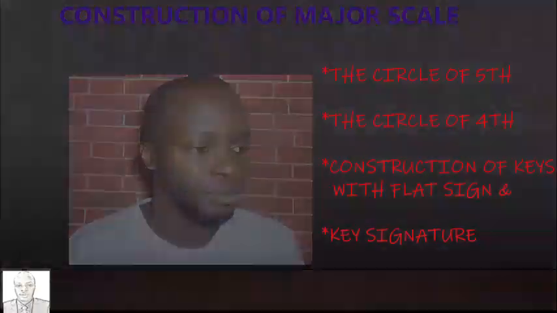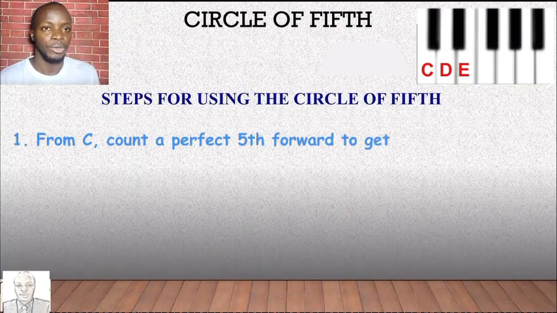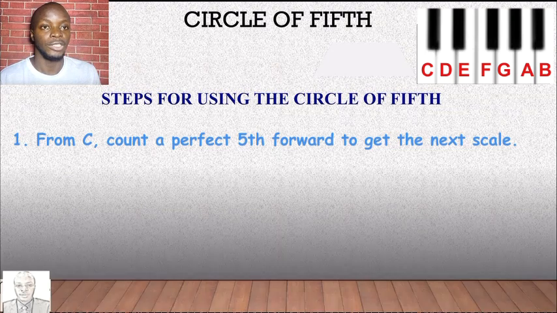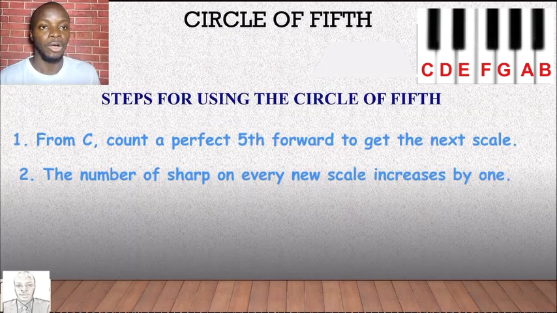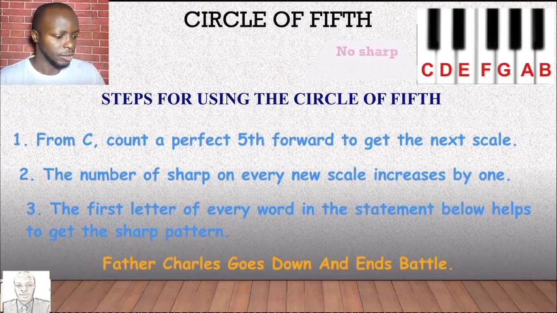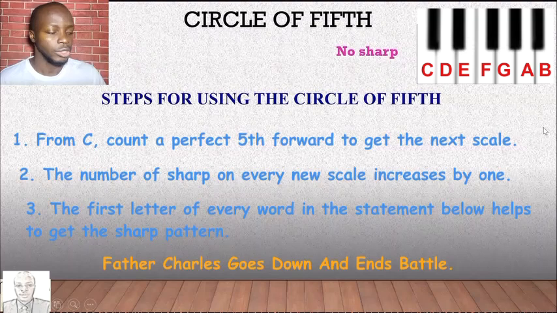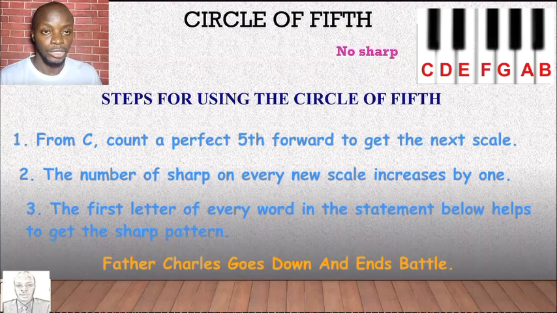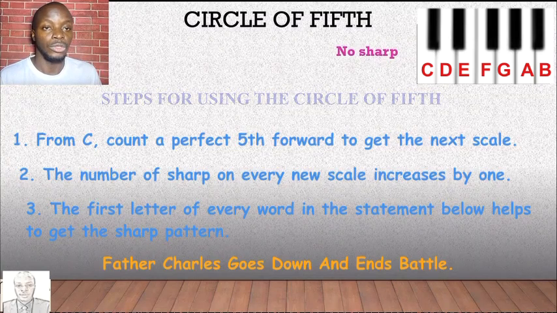All right, let's go. When you start from C, keep counting 5 notes and you get a new scale, right? You see that when you keep going this way, the number of sharps in each scale increases by 1 as you move from the first circle to the next circle. This is what I mean. In C, you have no sharp, no flat, right? But in the new key, when you count 5 forward, you will have 1 sharp. And in the new key, from that key, when you count 5 forward, you have an additional sharp, making 2 sharps, right? And as you go on along.